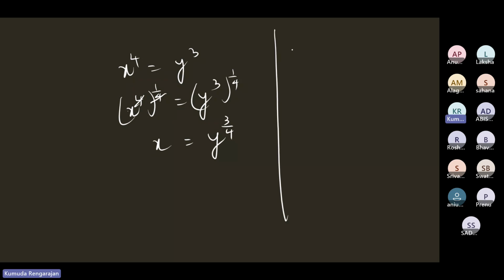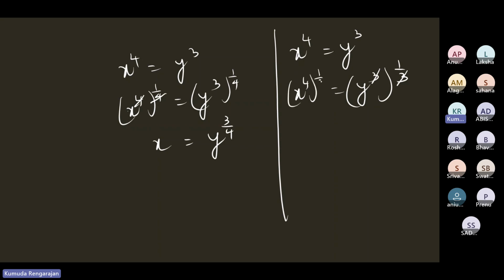Or if you want to find y, x to the power 4 is equal to y to the power 3. If you want to find y, then raise both the sides to the power 1 by 3, because only then 3 and 3 will get cancelled. Then you can find y. So it will be x to the power 4 to the power 1 by 3. So y is equal to x to the power 4 by 3.